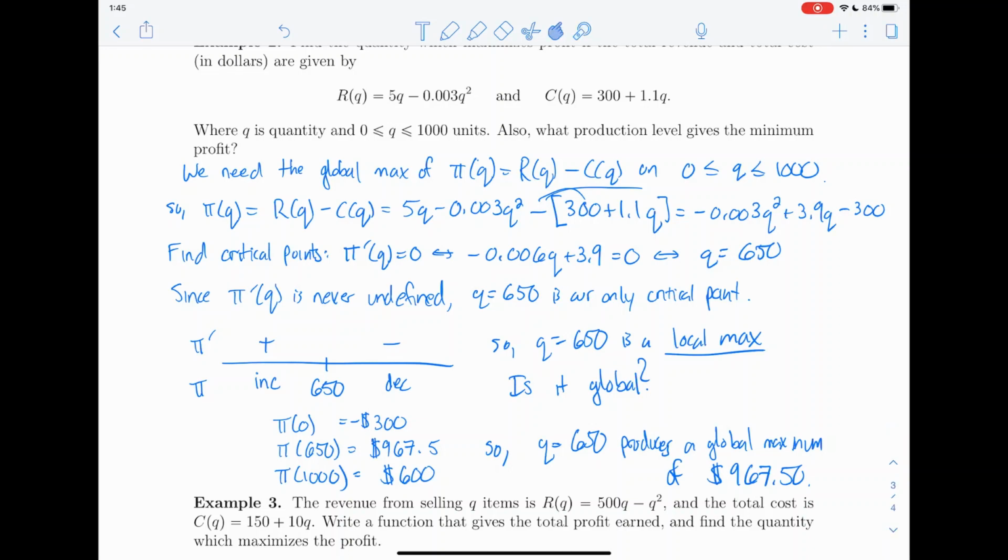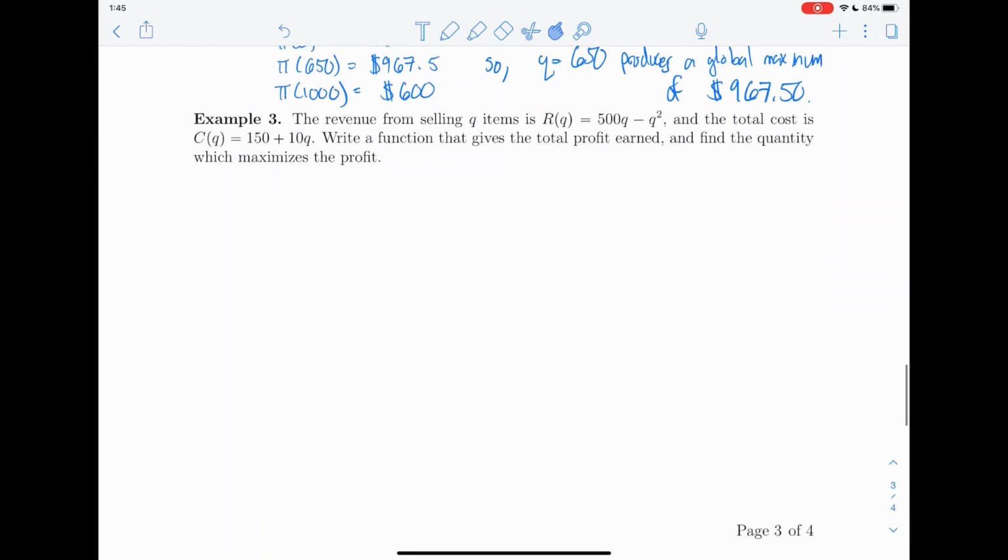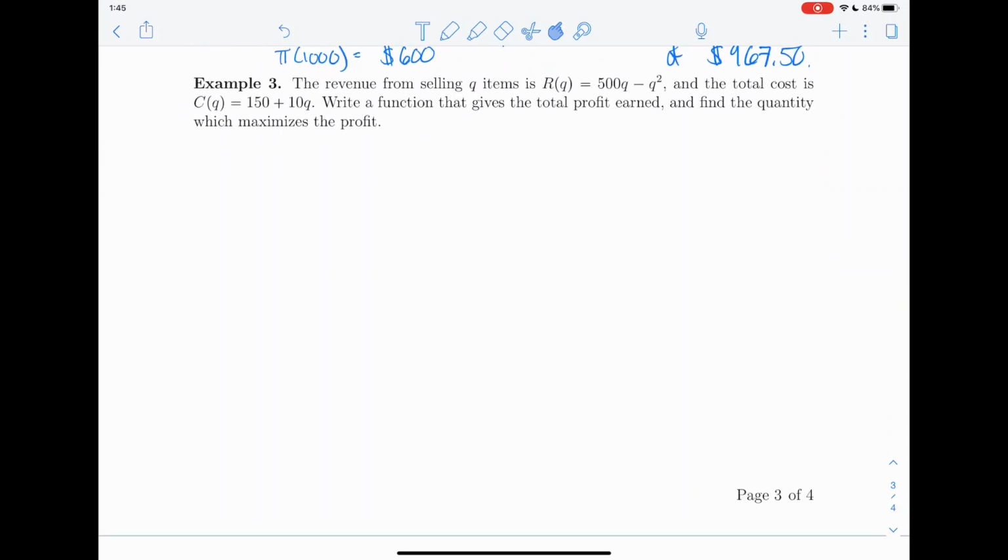The next example that we're going to run up against is example 3. It's very similar. We're given a revenue function and we're given a cost function, but we're not given any sort of a domain restriction of how many units we can produce. So in this case, it's sufficient to simply find the local max to maximize profit instead of having to do the global max step. But the process is going to remain the same. For starters, we're going to have to write down what the profit function is. Remember, of course, pi of q is just r of q minus c of q.